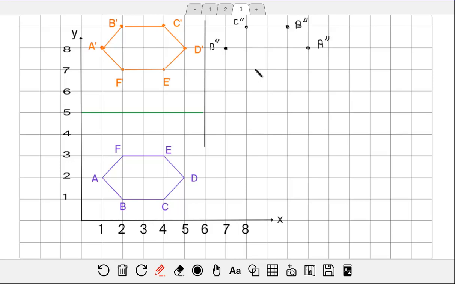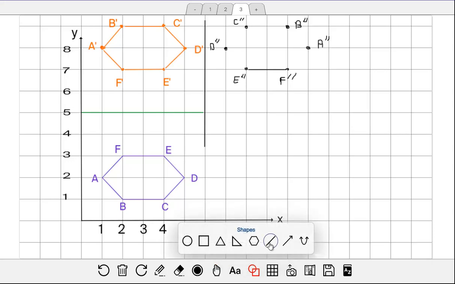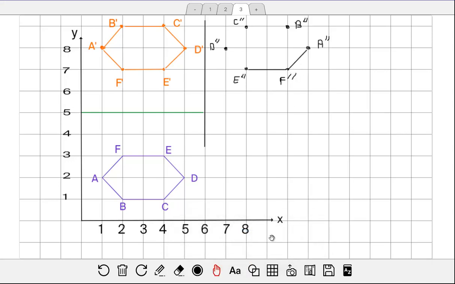E prime is 2 from it, so this would be E double prime. And F is 1, 2, 3, 4. So 1, 2, 3, 4. So that's F prime. You see a little prime there. So this would be F double prime. And then we could draw our line segments in. Like this.